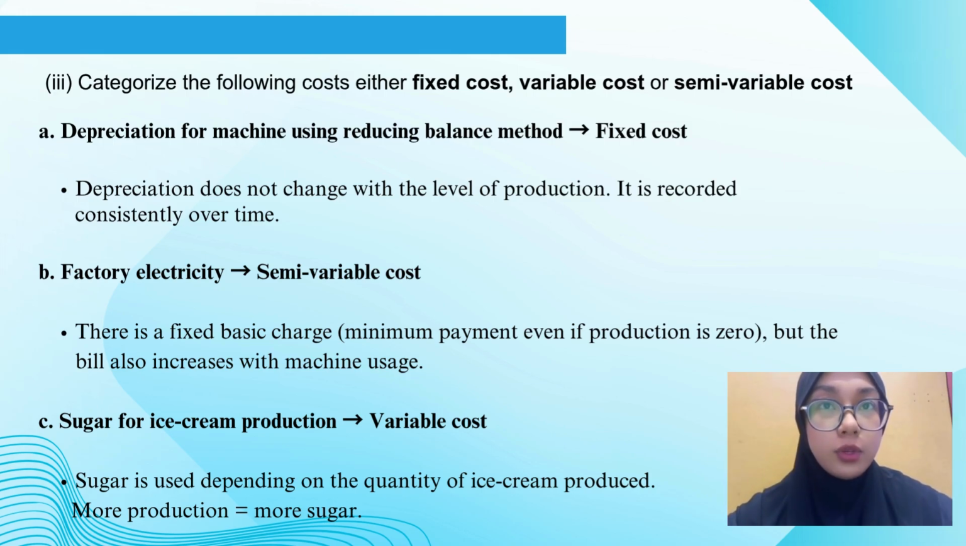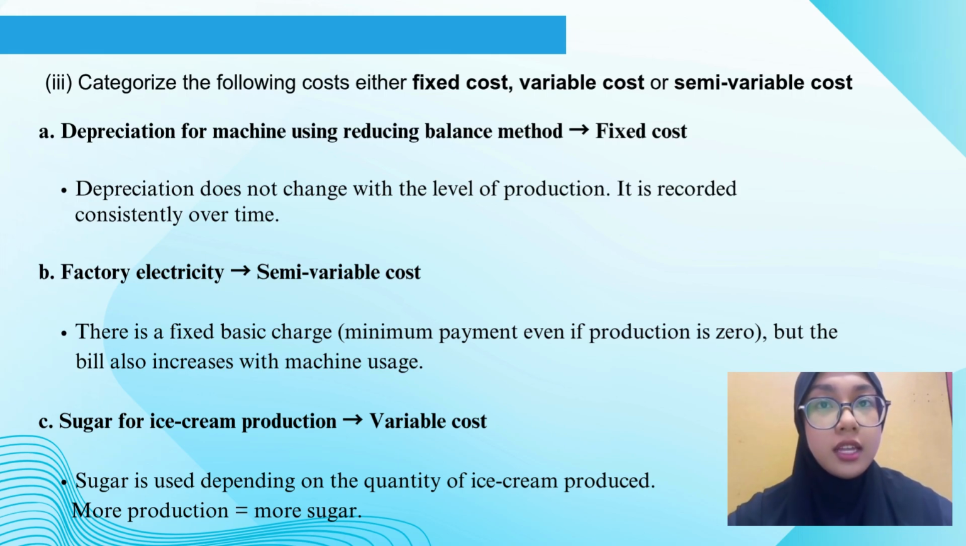I will present question A3. Categorize the following costs as either fixed cost, variable cost, or semi-variable cost. A. Depreciation for machine using reducing balance method. This is a fixed cost. Depreciation does not change with the level of production. It is recorded constantly over time.